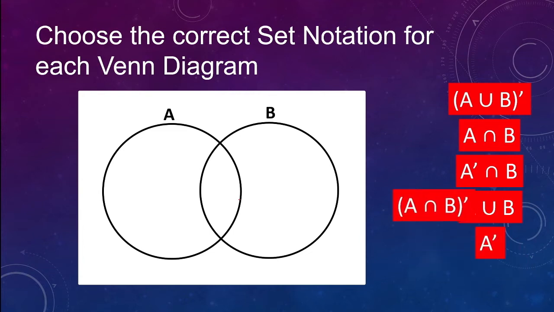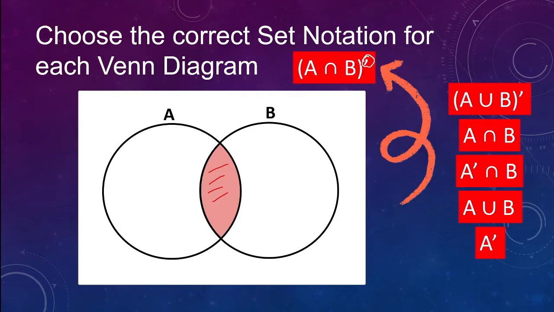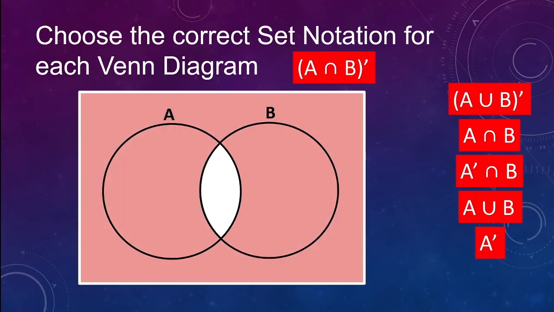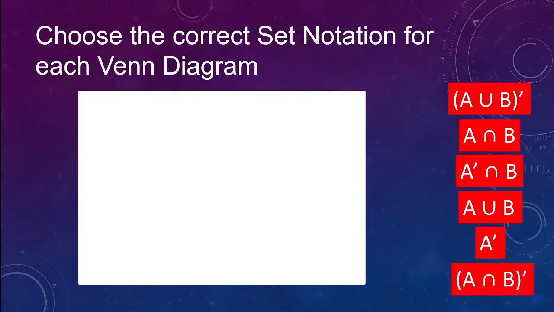Next, we have A intersection B prime. So, this part represents the A intersection B. But we are talking about the complement. So, this one represents the complement or the A intersection B prime. So, that means this intersection does not belong. So, we are going to shade yung labas and the two circles except dun sa kanilang intersection. So, this is the A intersection B prime.